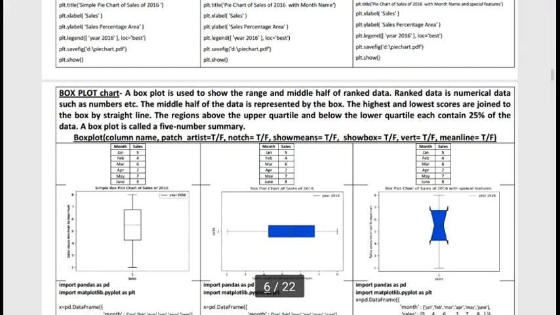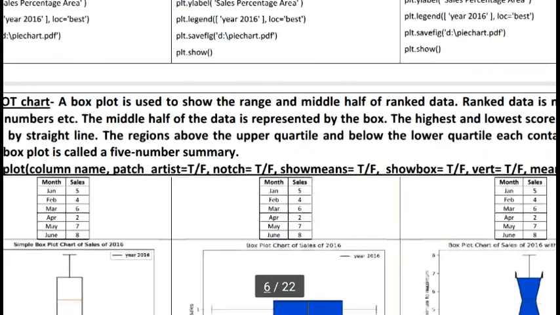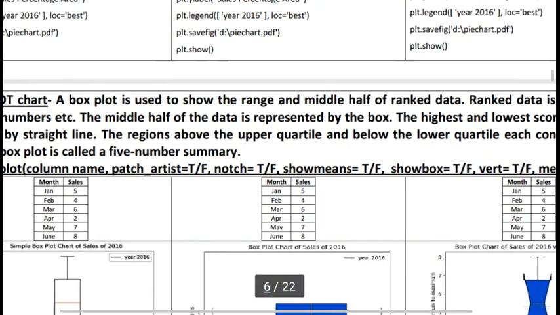So the purpose of box plot is we can create a summarized or compact chart of our large volume of data, because large volume data we cannot plot in a pie chart, line chart or bar chart. So this is a big problem. So the solution is we can convert the large chart into a small chart for viewing purposes, easy to understand. Okay, so the definition: a box plot is used to show the range and middle half of data.